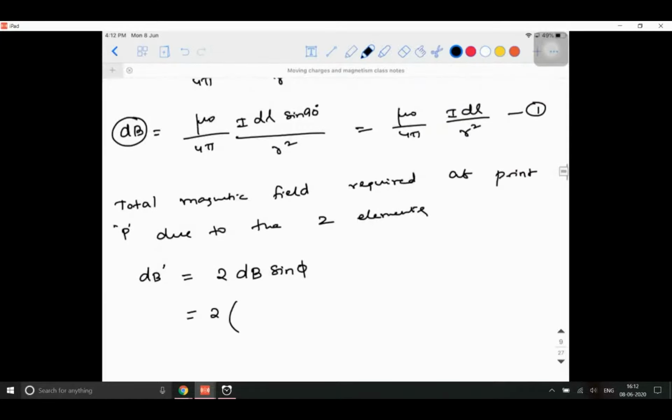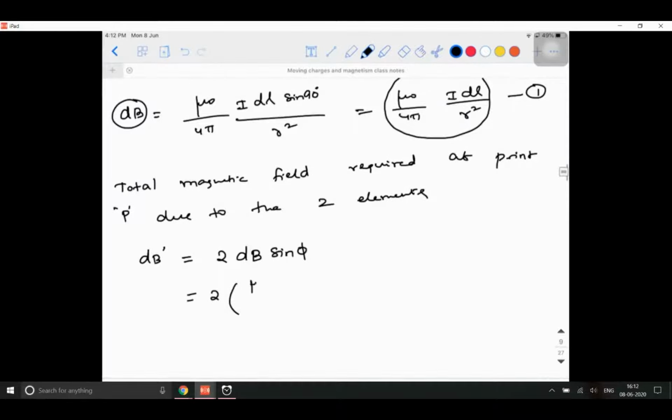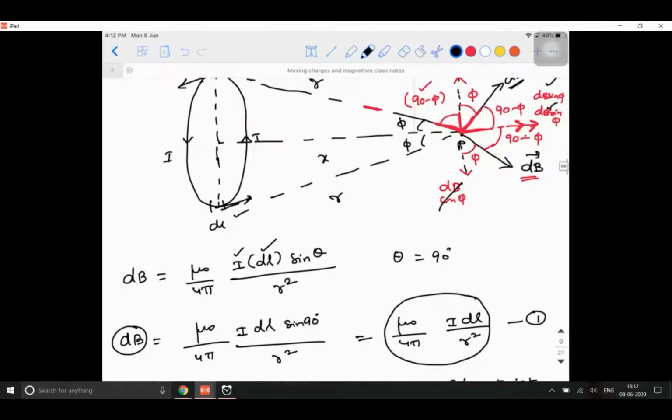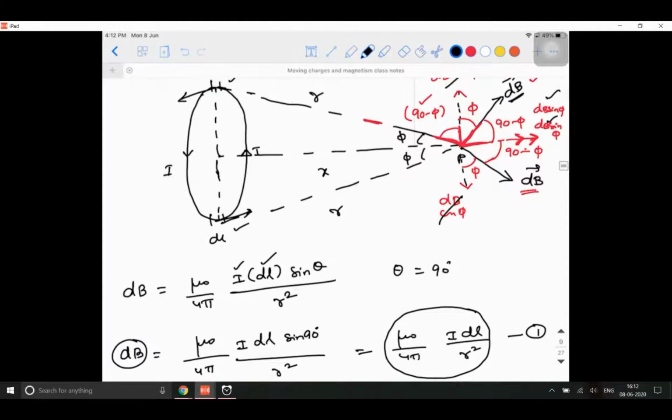So 2 into, in the place of dB, I'm going to substitute this value, mu naught I dl divided by 4 pi r square, into, for me to find the value of sine phi, I need to consider a right angle triangle.